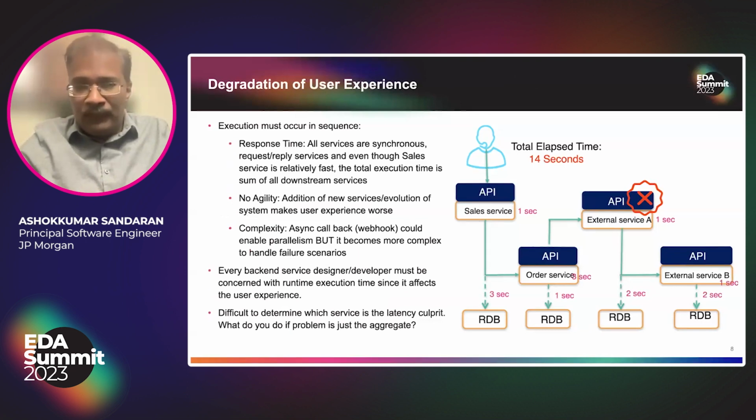The second problem that we have seen is the degradation of the user experience. When the sales person puts in an order on behalf of the client, they may not know the entire data flow: the order service is going to call external service A, then external service B, going through the entire chain of synchronous calls. This adds latency, so the total execution time is the sum of all the downstream services. This gives a bad user experience because the user now has to wait for 14 seconds to get the order going.